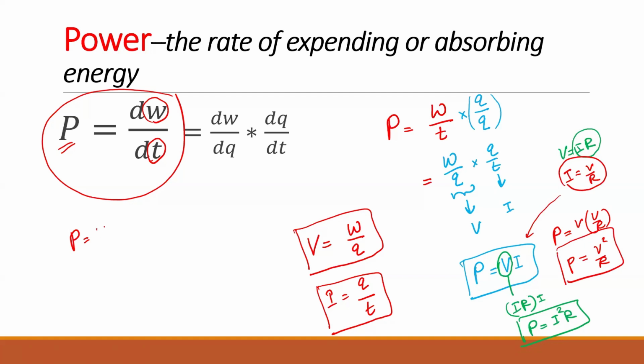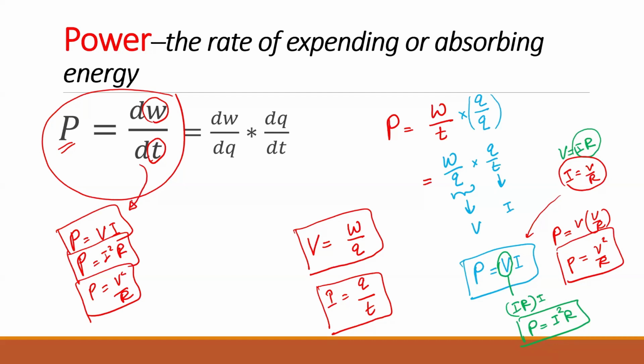So power can be VI, power can be I squared R, and power can be V squared over R. Depending on what information you have, you can use any of these. We started with the basic definition of power, and now we have three equations to work on the questions. Are we good? Any questions?